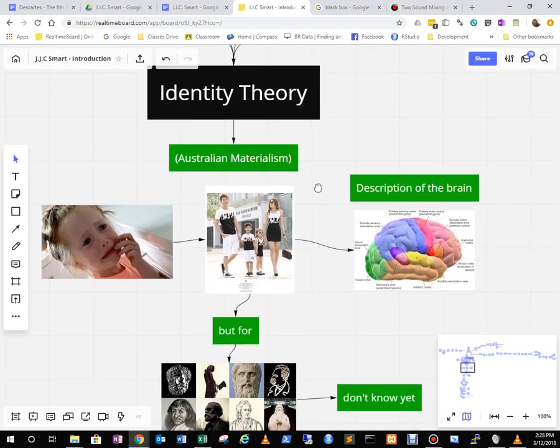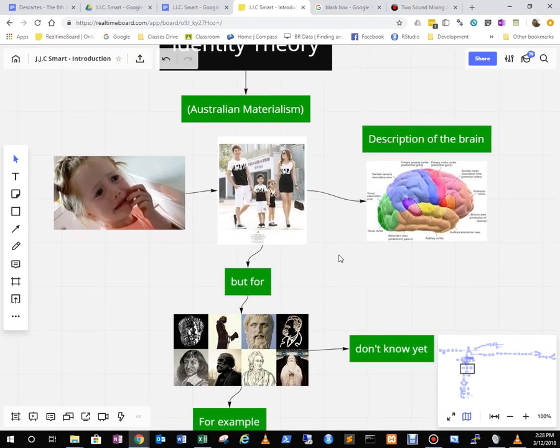Now, what is it? It's really simple theory to get, okay? It basically says that mental states match descriptions of the brain. Take a note.